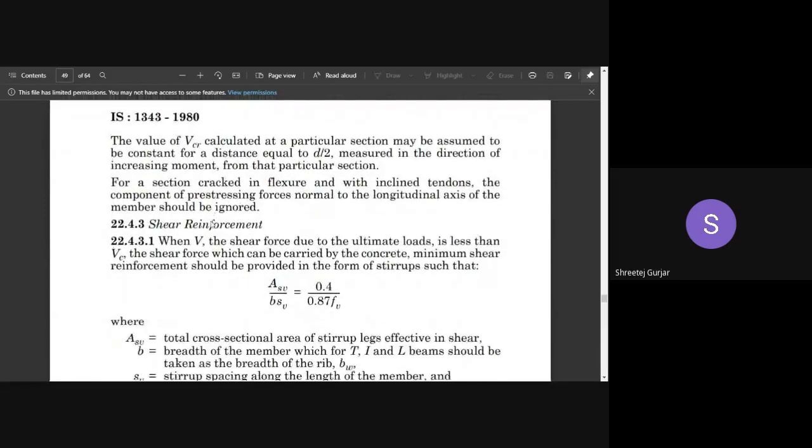Next, over here you can see the value of VCR calculated at a particular section. The value of VCR, that is the ultimate shear resistance of the section calculated at any particular section, may be assumed to be constant for a distance equal to d by 2, measured in the direction of the increasing moment from that particular section. We will not be making use of this, but this is an important thing which you can remember.